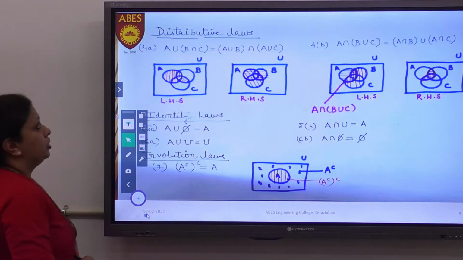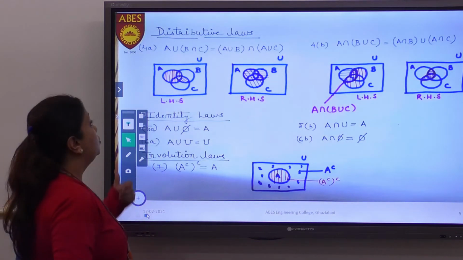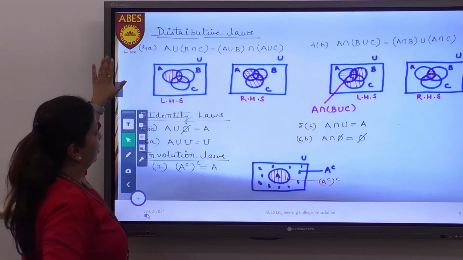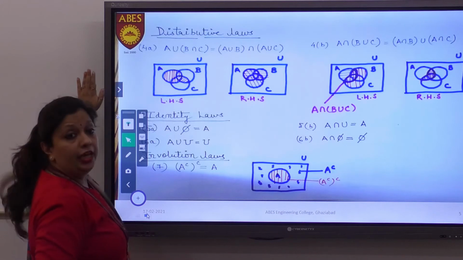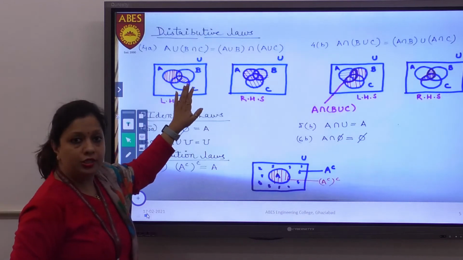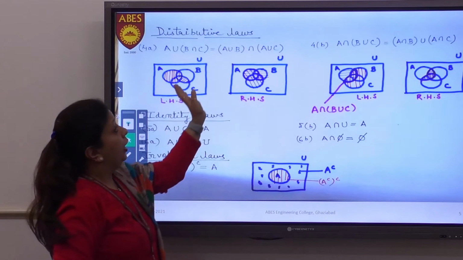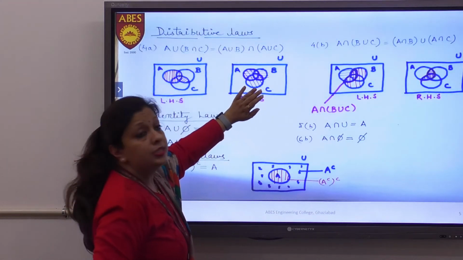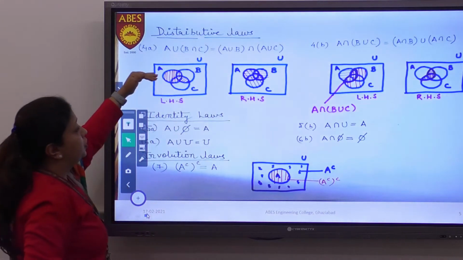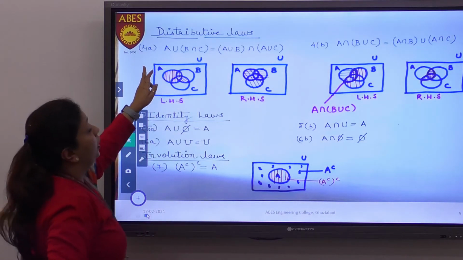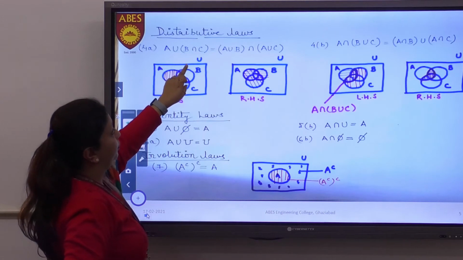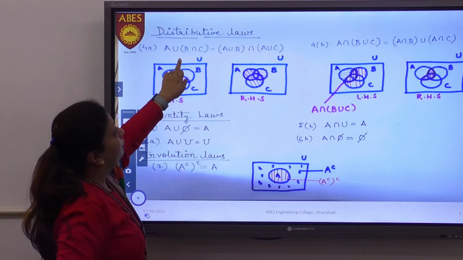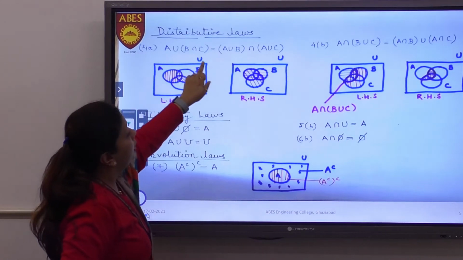Now coming to the next law, which is known as distributive law. Here we'll first see the first part, that is A union (B intersection C). This is equal to (A union B) intersection (A union C). So we have distributed the union operation over here. We have opened the braces and distributed this union, so it becomes (A union B) intersection (A union C).